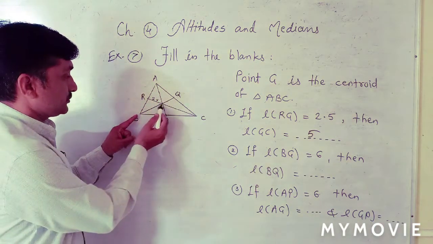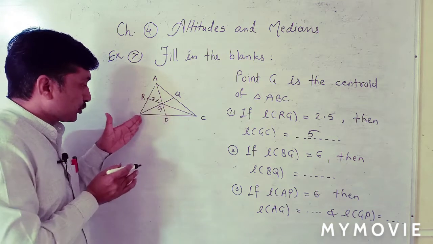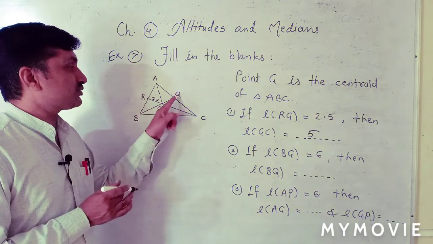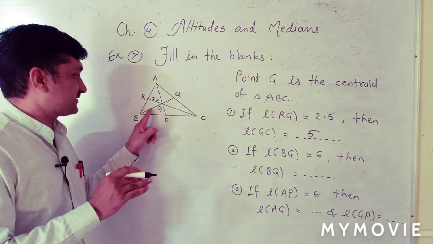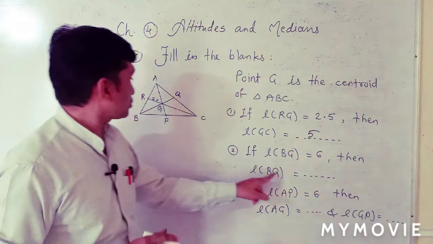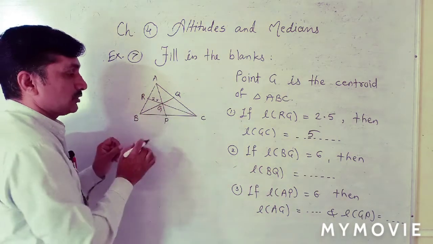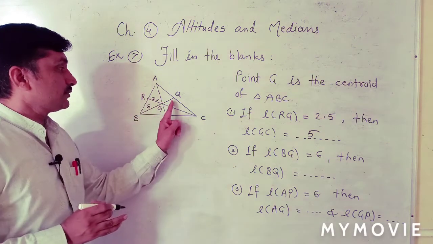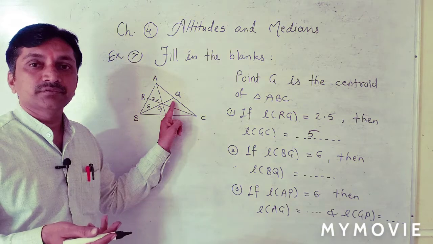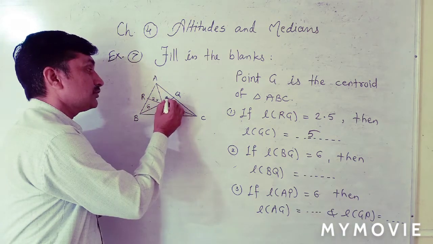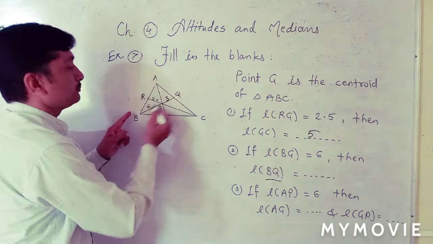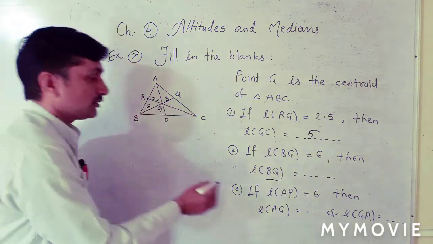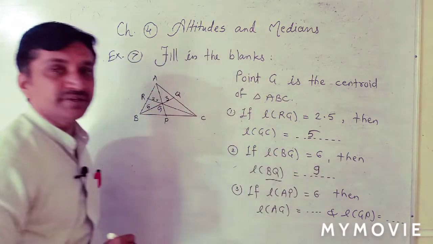BG is 6. BG is the part on the vertex side. The vertex side part is 6. Then the part towards the midpoint will be half of 6, that is GQ. But we want BQ. Now here you see BG is 6, this part will be half. Half of 6 is 3. Then BQ is the addition of BG plus GQ. 6 plus 3, 9. BQ is 9.